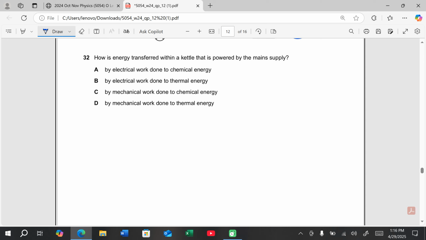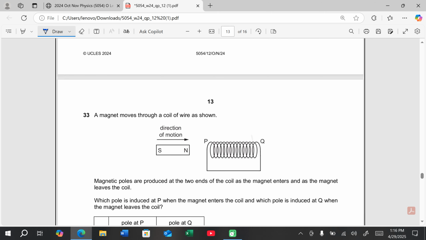It says how is energy transferred within a kettle that is powered by the mains supply. That's very important. Electrical work done to chemical? No, a kettle is always heated, so that's thermal. So it's either D or B. Since it's an electric kettle, it should be B. Let's move on to 33.